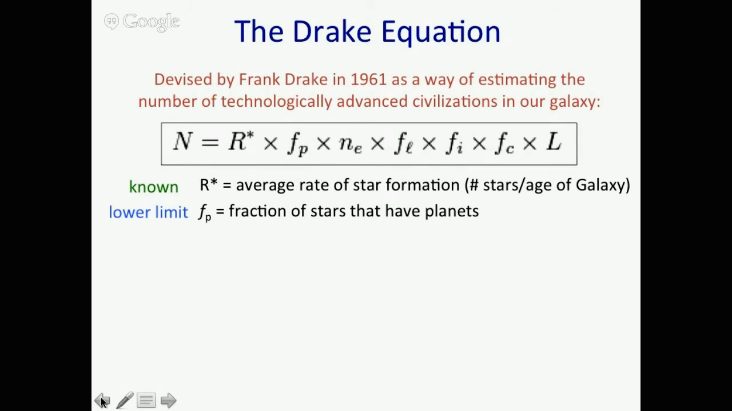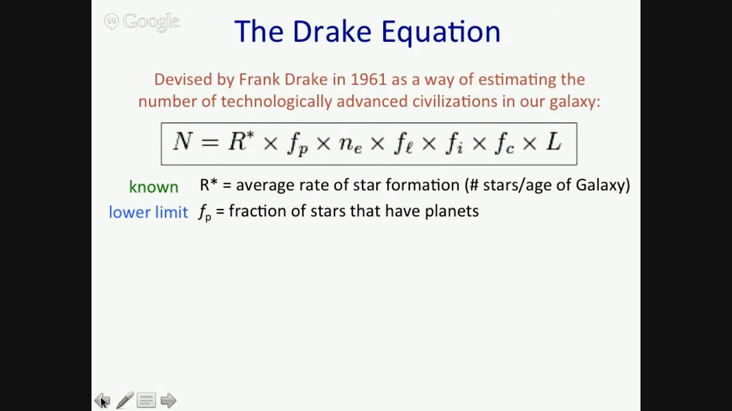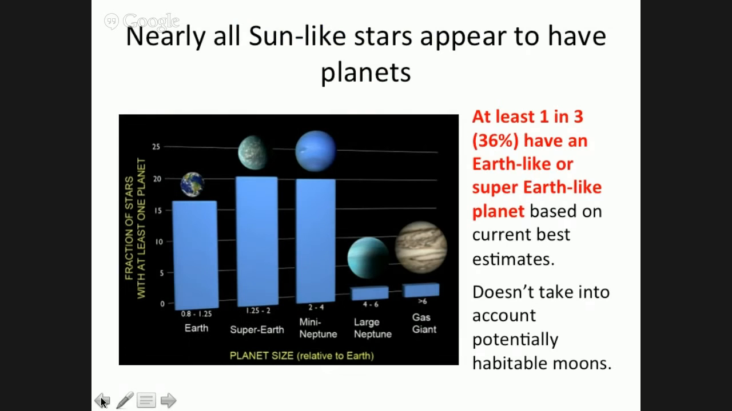The next factor here, fp, is one that we've just started to get real limits for, and that's the fraction of stars that have planets. And as I said, that fraction seems to be at least the majority. This is a plot I've shown before showing the breakdown of different types of planets and the fraction of stars that have at least one of these types. And as I mentioned, if you add up all of these different varieties, you get over 50%. So more than 50% of stars have planets.